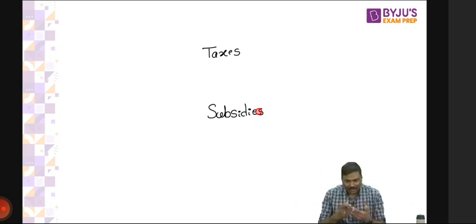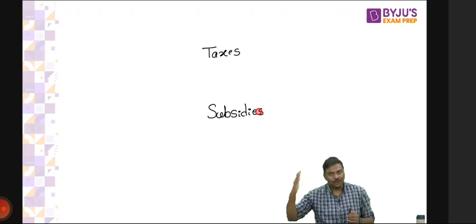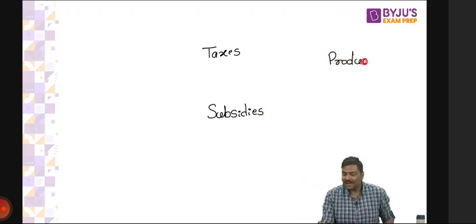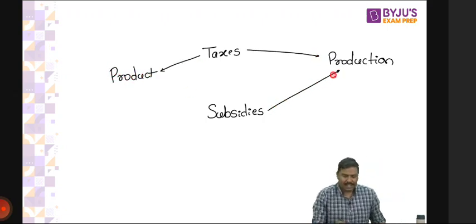Now what we have done is, we have divided the taxes into two parts and we have divided the subsidies again into two parts. What are these? Let me start. The taxes are production taxes and product taxes. And subsidies are production subsidies and product subsidies.